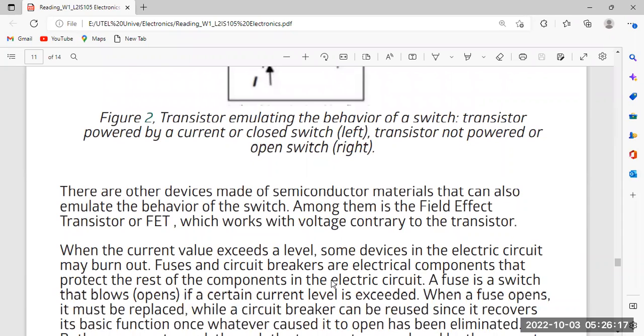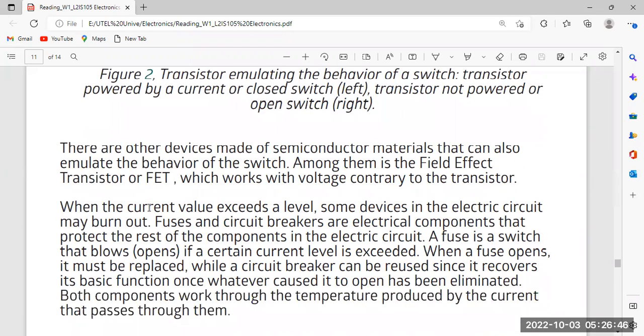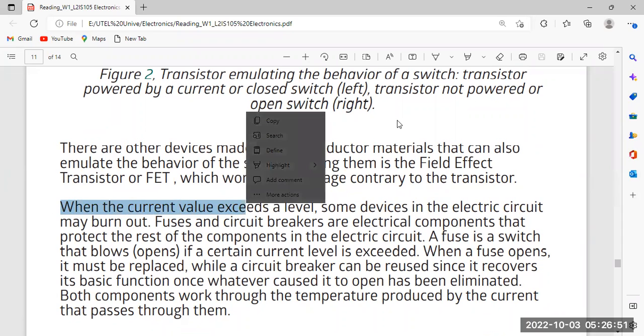Along with transistors, I can have another device of the semiconductor family, known as FET, or field effect transistor. There are other devices made of semiconductor materials that can also emulate the behavior of the switch. Another example is the FET, or field effect transistor, which works with voltage, contrary to the transistor. Now, how does it work? Now we are seeing the working of the switch.